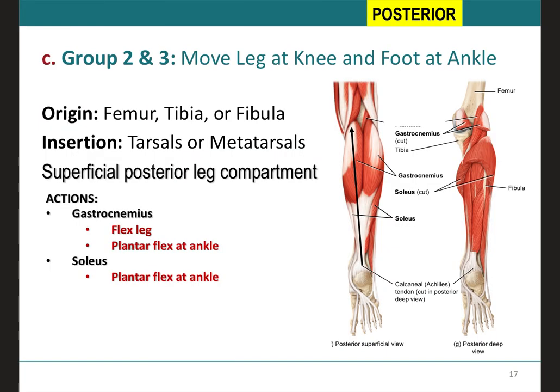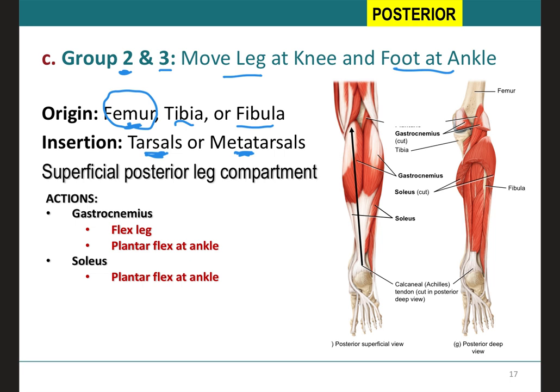Next, we're moving on to group 3, but because some of the muscles will originate on the femur, I place group 2 and group 3 together. So if they're part of group 2, they move the leg at the knee. If they're part of group 3, they move the foot at the ankle. And because some of them will cross two joints, right? Because they originate on the femur and insert on the tarsal, they're crossing the knee joint and the ankle joint. If they originate on the tibia or the fibula and they go all the way to the tarsals, they will be crossing just one joint. And even if they go to the metatarsals, they will be moving the foot at the ankle.